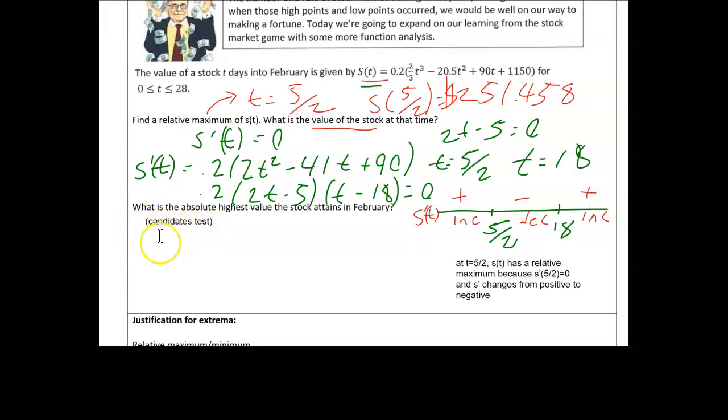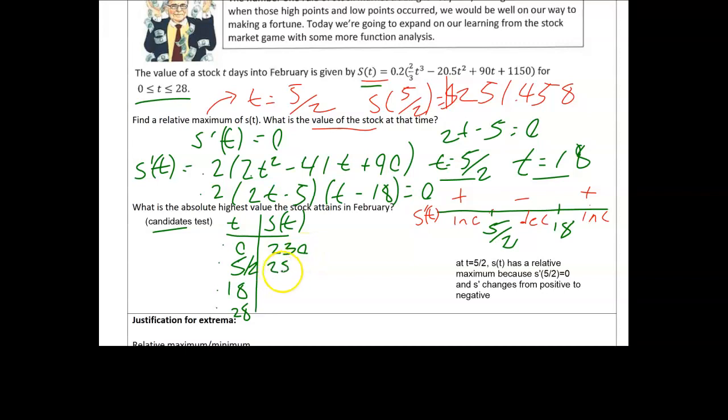So if I wanted to investigate this without a calculator, I would use what is called the candidates test. So I'm going to make a little table here and I'm going to check candidates. So what that means is I'm going to check my endpoints. So that was here, right? 0 and 28. And I'm going to check the 2 t's I got over here where my derivative is equal to 0. So that's 5 halves and 18. And then I can plug all these values into S because I know that the absolute highest value has to be either where the derivative is equal to 0 or at the endpoints.